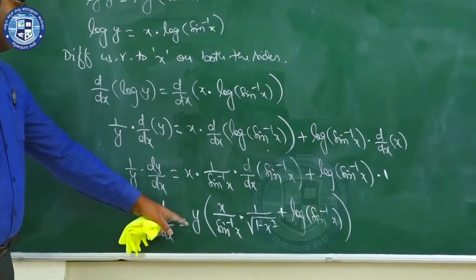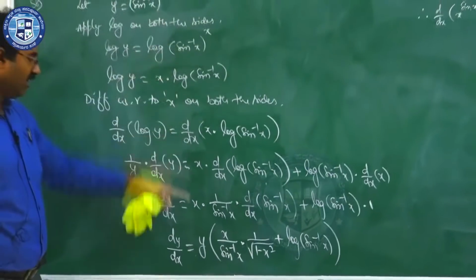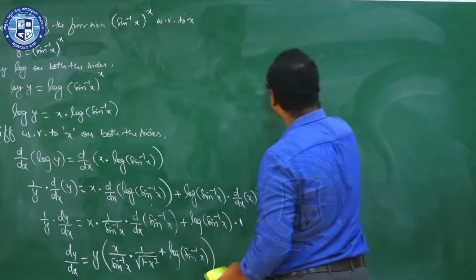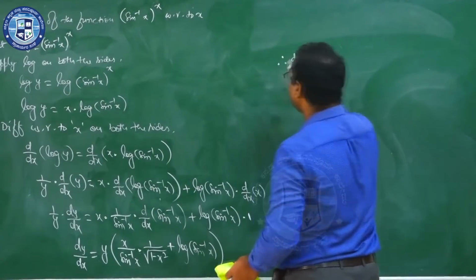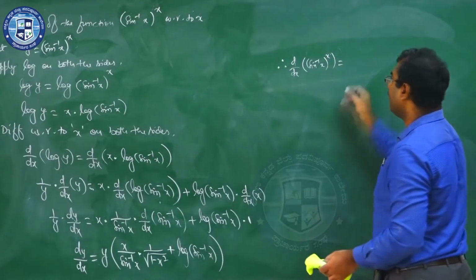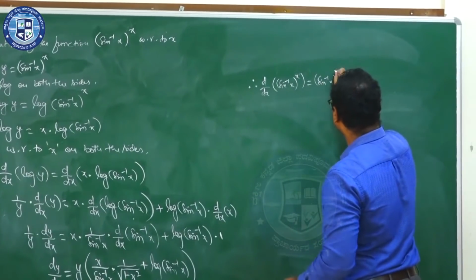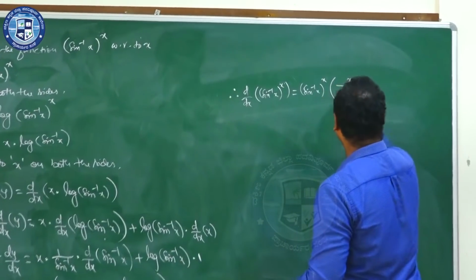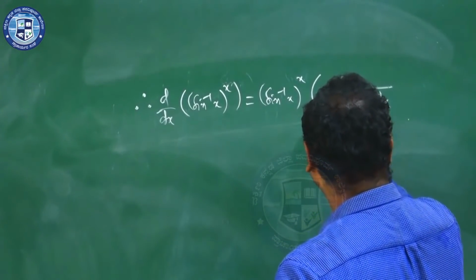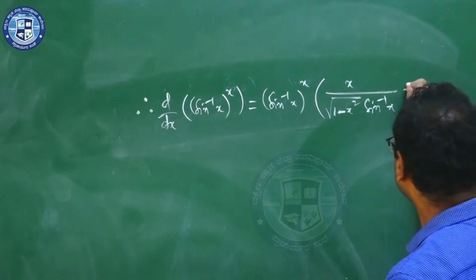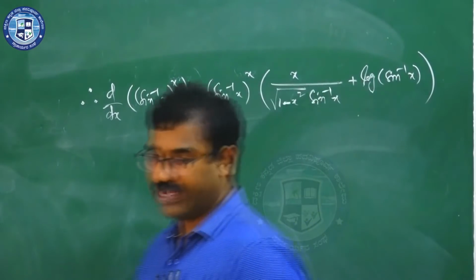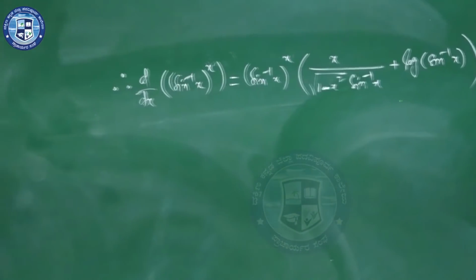So what is that y? y is sine inverse x power x that you substituted finally. So what we get? Therefore d by dx of sine inverse x whole power x is equal to, what is the y value? Sine inverse x whole power x into x divided by root of 1 minus x square into sine inverse x, plus log of sine inverse x. Okay, so variable power, variable kind, we will do like this. Okay, we'll do one more problem.